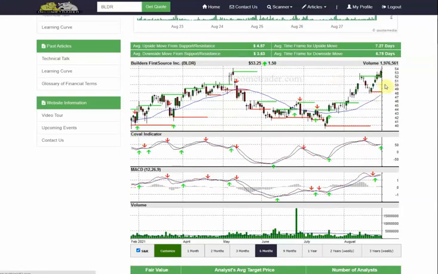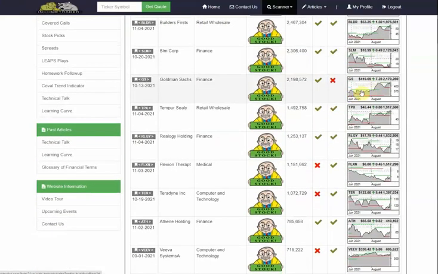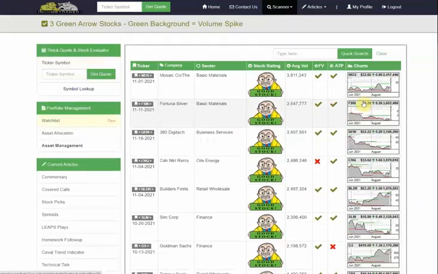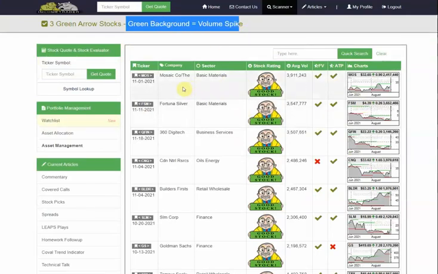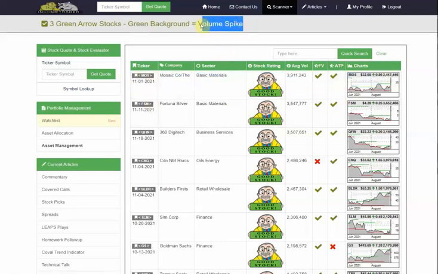Or I can go back and just scroll down the list and see if I see a different one. I like this stock. It's in an uptrend, moving higher. It has three green arrows. I know it's got three green arrows because that was my search. Now, if the background through here is really green, it means that it not only had three green arrows, it had three green arrows on a volume spike. So that might be interesting to take a look at as well.